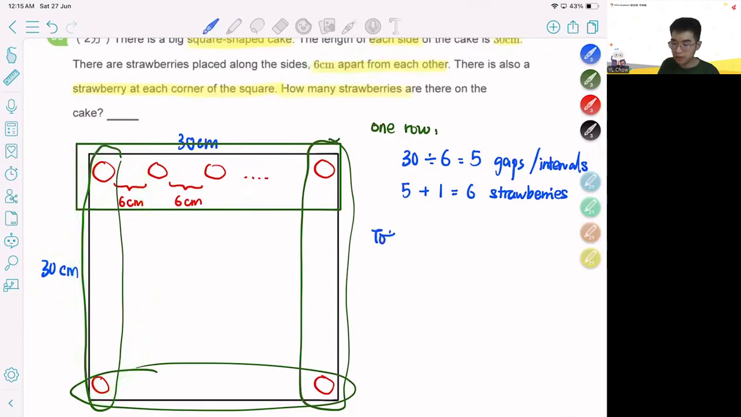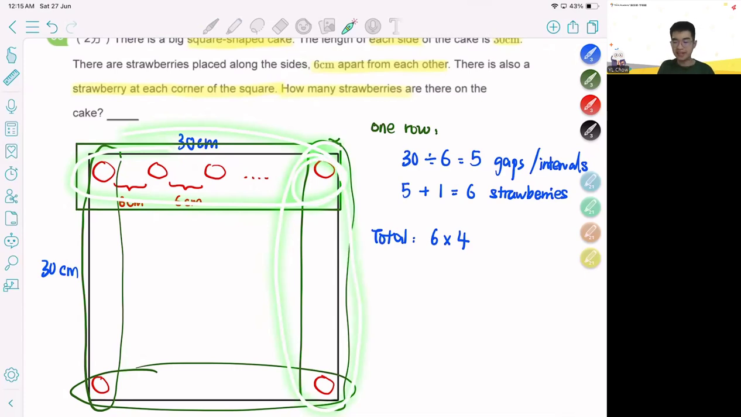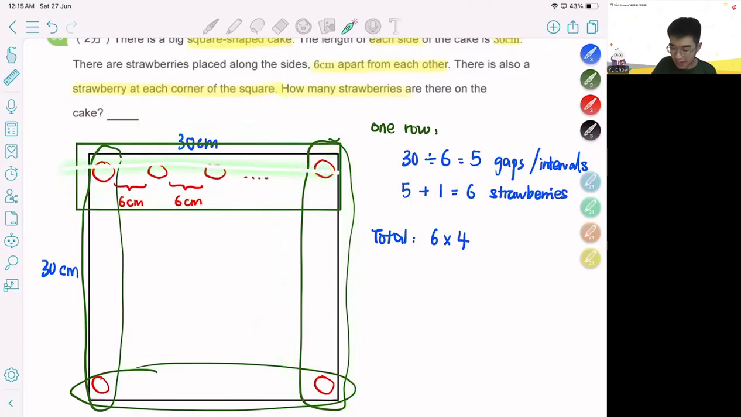Does that mean the total will be 6 times 4 equals 24 strawberries? That seems like a very natural calculation, until you notice when teacher Yong Lam circled out the rows for you. For example, if I circle this row and this vertical side, you realize that there is an overlap at the corner. This strawberry has been double counted, both in this row and this side, right? I have counted this strawberry 2 times. I have double counted this strawberry at the corner.